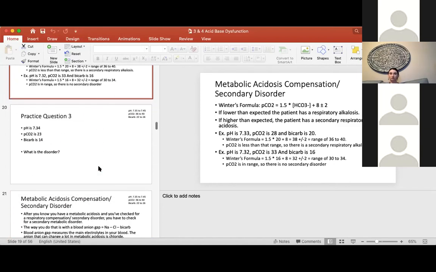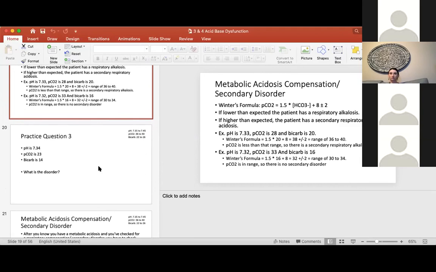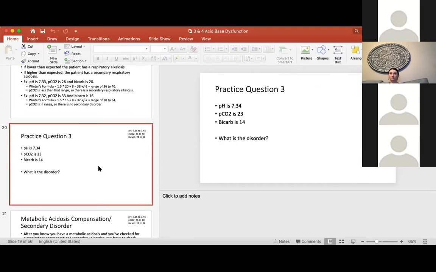So here is question number 3. What is the disorder?